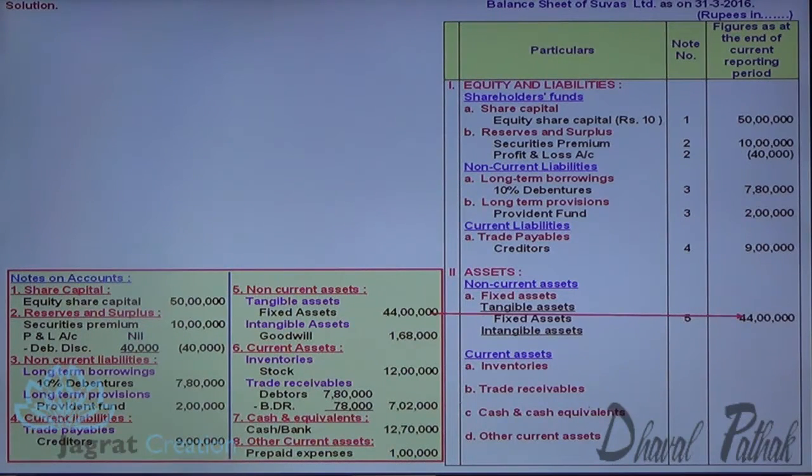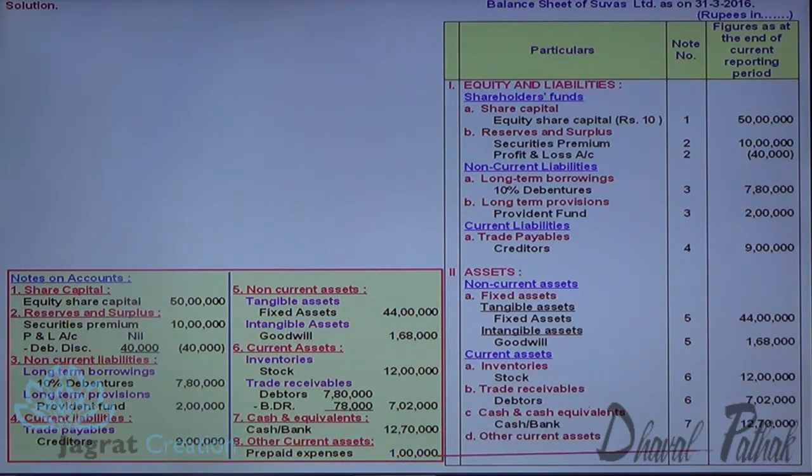Non-current assets, fixed. Intangible assets, fixed assets, tangible assets, then goodwill, then comes stock, then trade receivables, net amount, cash and bank, other current assets. Total of equity and liabilities, total of assets. This total should agree. This is how the balance sheet gets prepared.